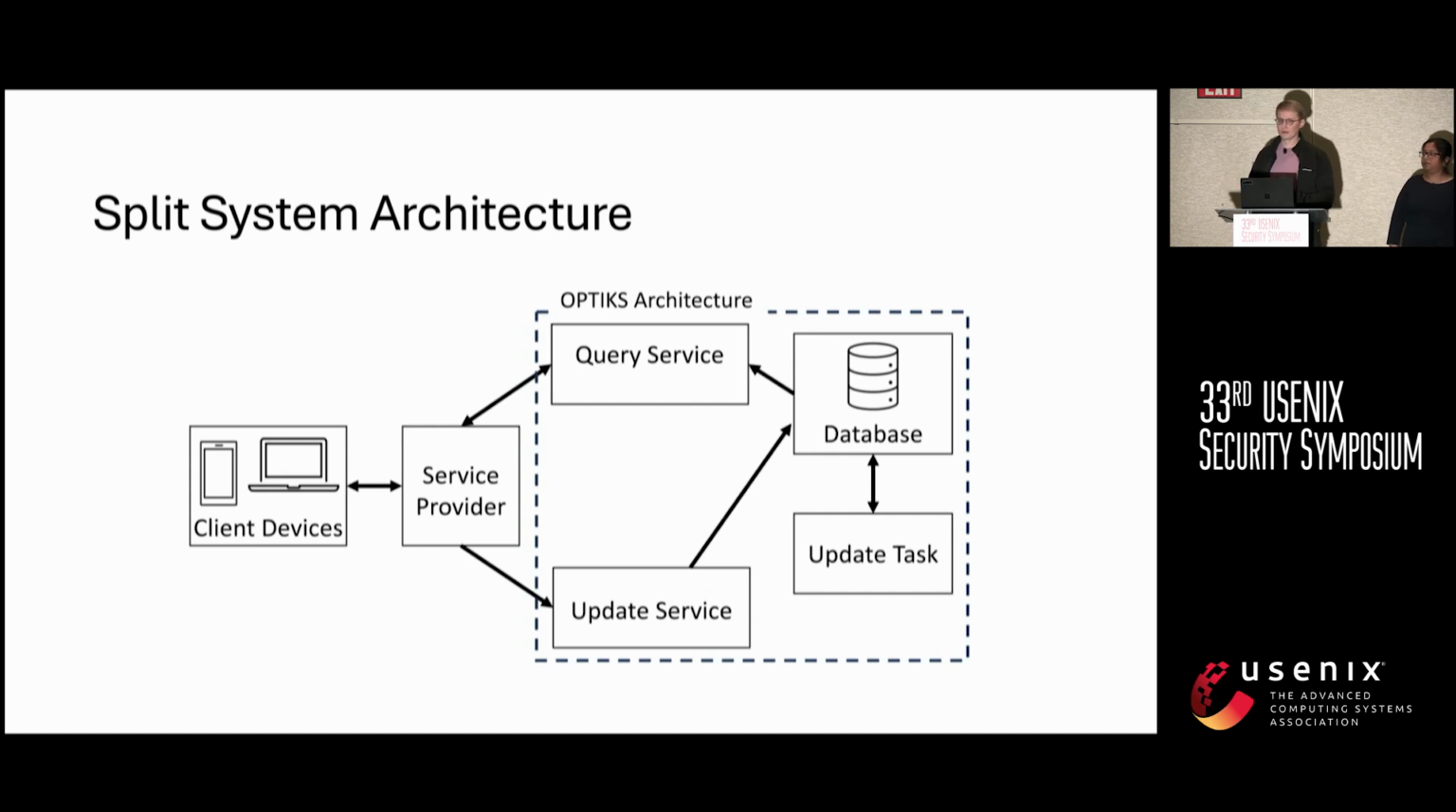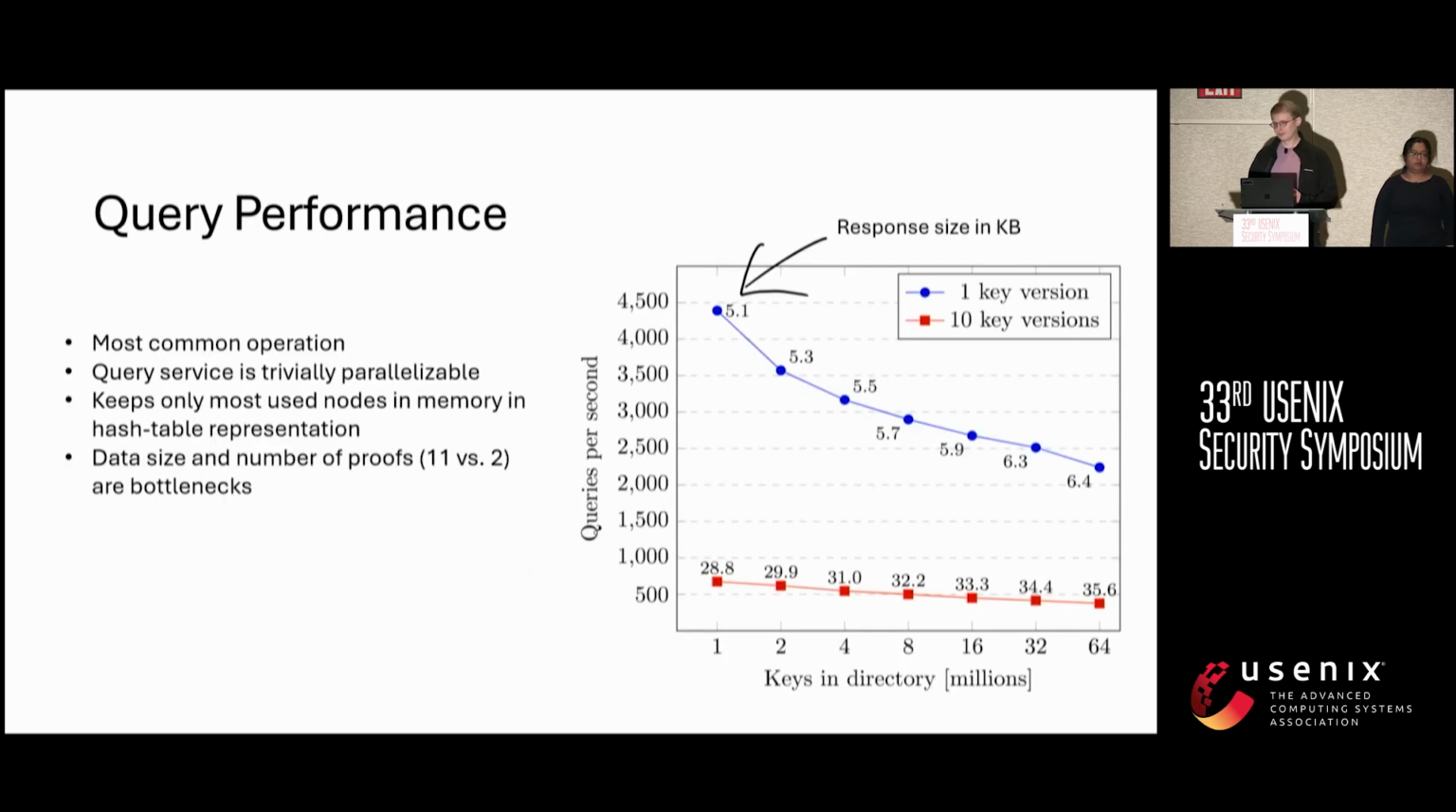And then we have a repeatedly triggering update task that pulls the queued updates from the database, creates the directory update and a new commitment, and pushes it back to the database. And this split architecture gives us a lot of benefit because it allows us to use a different memory representation for the query service and for this update task, which are the heavy components here. So for example, for the query service, we can use basically a hash table kind of cache to store only some of the directory data, whereas for the update task, we have to keep everything in memory.